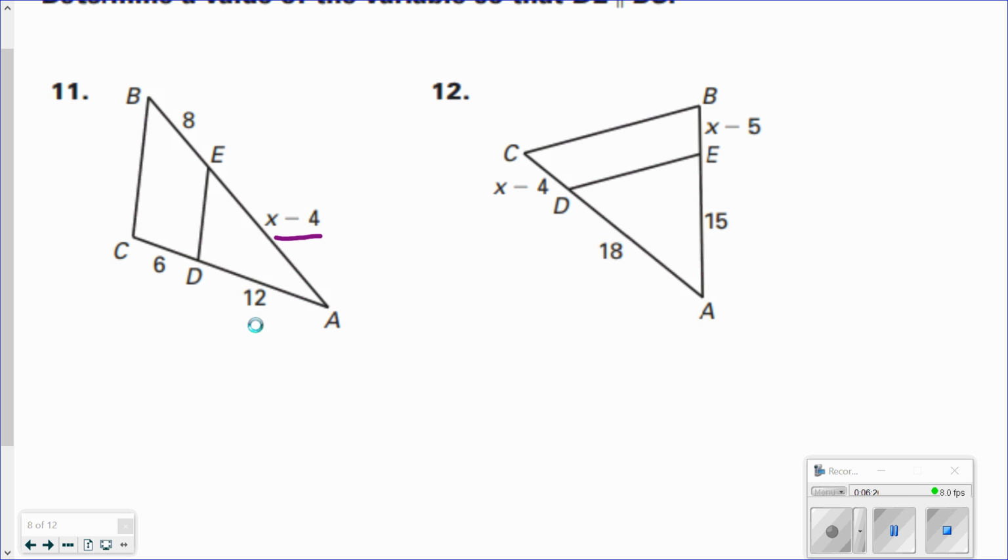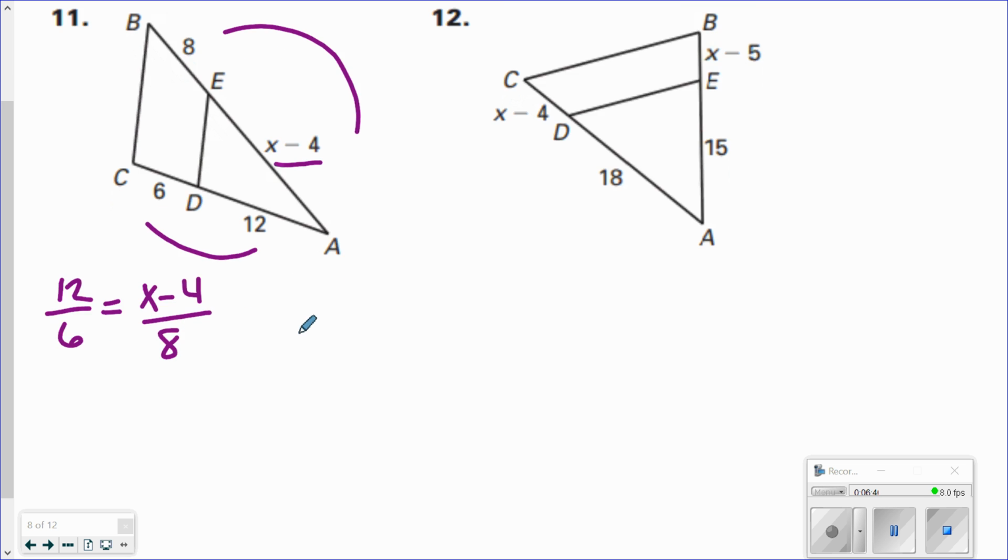So let's start by looking at this side of the triangle. So 12 over 6 is equal to, now we'll look at this side of the triangle, x minus 4 over 8. Once again, we are going to cross multiply. So I'm going to have 12 times 8, which is 96.